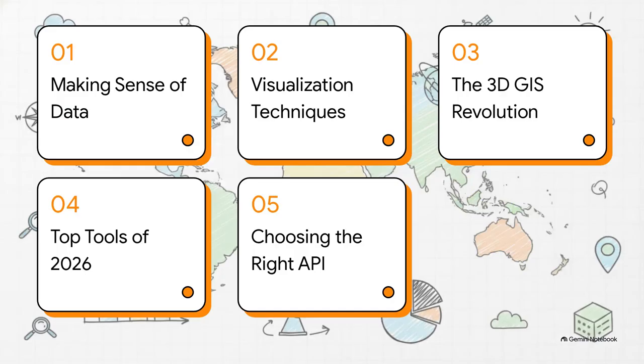So, here is our roadmap for today. First, we're making sense of spatial data. Second, we'll cover techniques for visualizing location. Third, we'll dive into the 3D GIS revolution. Fourth, we'll look at the top visualization tools of 2026. And finally, we'll talk about choosing the right API.